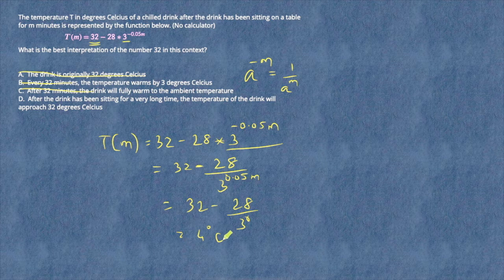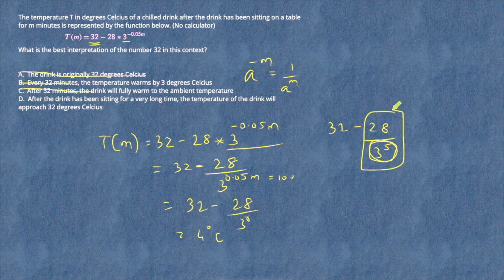Now what happens as m increases? Since a calculator is not allowed, we have to calculate everything. So I'm going to take m equals 100. After 100 minutes, 0.05 times 100 will become 5. So now we have the equation as 32 minus 28 divided by 3 power 5. If you see, 3 power 5 is a huge number, and as the minutes increase, this denominator will keep increasing. As the denominator increases, this whole fraction will tend towards 0.